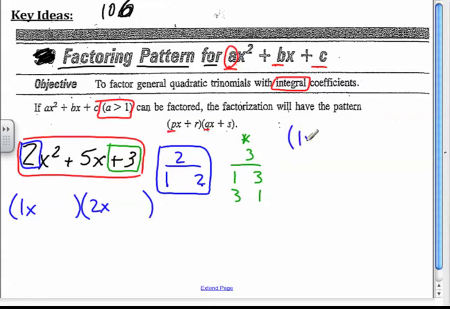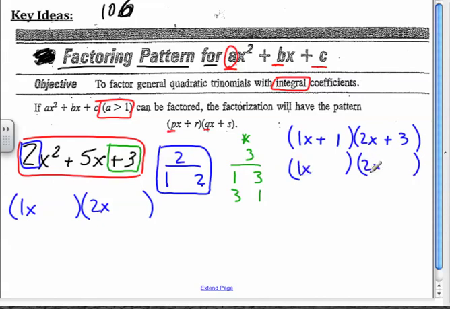So we're going to get 1x and 2x in the front, and we're going to try plus 1 and plus 3. But we also have to try the other position, which is 1x and 2x, and we're going to do plus 3, plus 1. Now, you'll see how I don't have to multiply the entire thing out, because I know that this number times this number is going to give me 2x squared, and I know that the back number times the back number is going to give me 3 in the back. The important thing is I need to find one that gives me a 5. So I'm looking for the linear term.